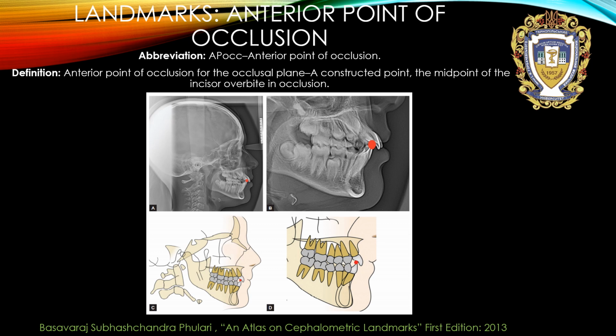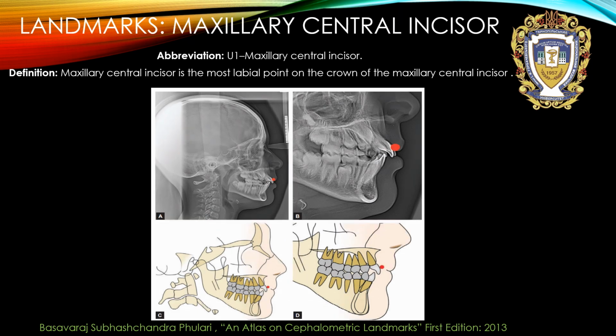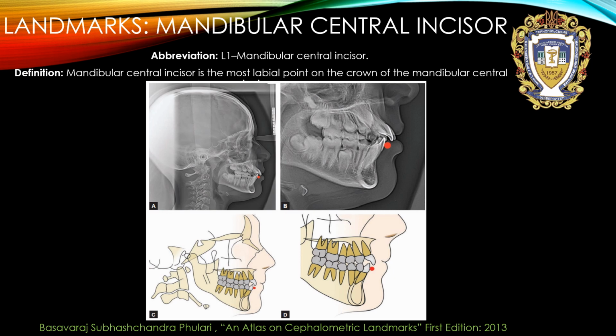Anterior point of occlusion. For the occlusal plane, a constructed point, the midpoint of the incisor overbite in occlusion, like on this scheme. It is the point of contact between upper central incisor and lower central incisor. Maxillary central incisor point is the most labial point of the crown of the maxillary central incisor. Mandibular central incisor, abbreviation L1, is the most labial point of the crown of the mandibular central incisor.